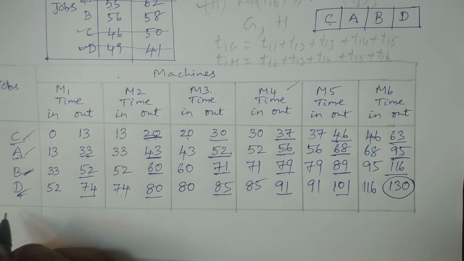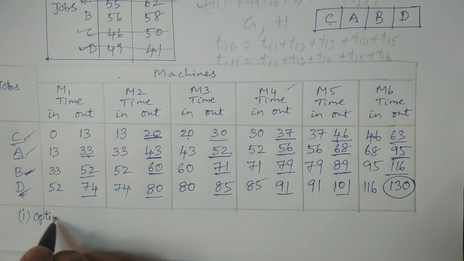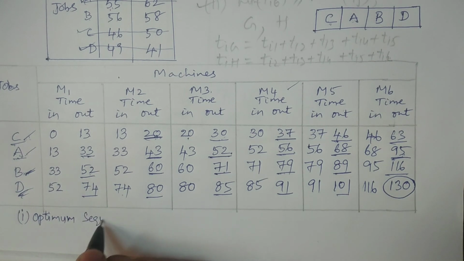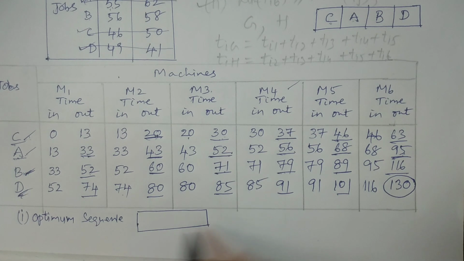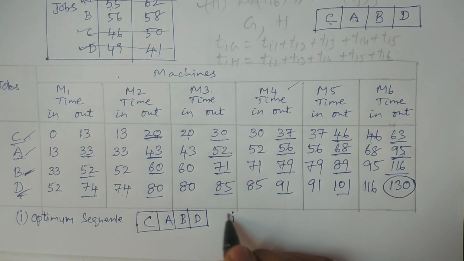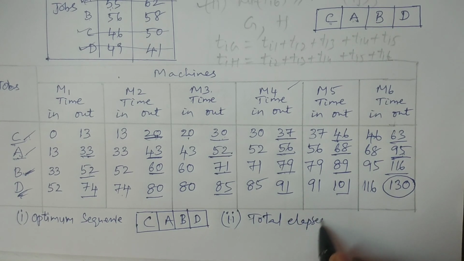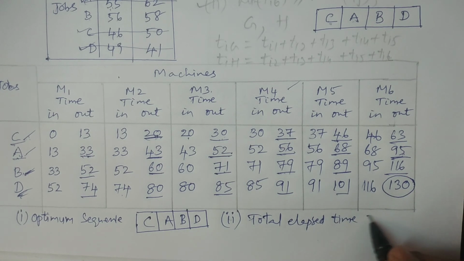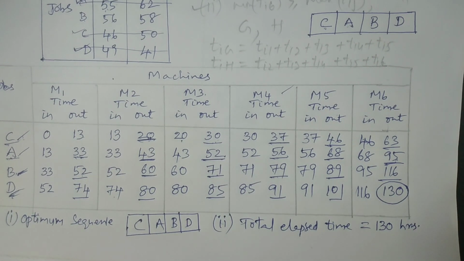There are two questions you have to answer. First question, the optimum sequence for the given problem. I am drawing a table: C, A, B, D. This is the optimum sequence. And second, the total elapsed time, which is 130 hours, or whatever the specified time period is. So I am considering 130 hours.